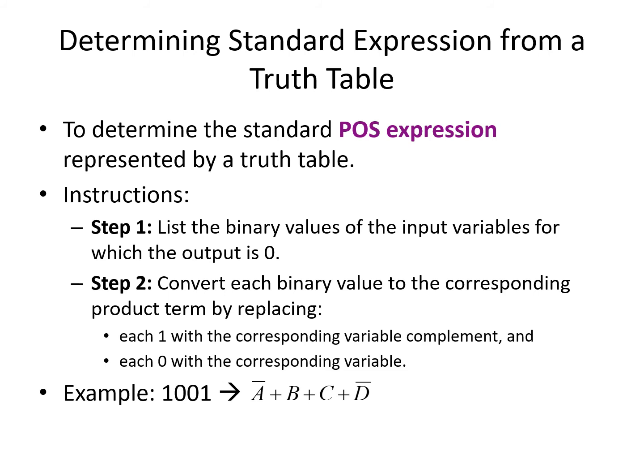Similarly, determining the standard expression from a truth table in the case of a POS expression: list the binary values of the input variables for which the output is 0. Convert each binary value to the corresponding sum term by replacing each 1 with the corresponding variable complement and each 0 with the corresponding variable. So 1 0 0 1 becomes A bar plus B plus C plus D bar.